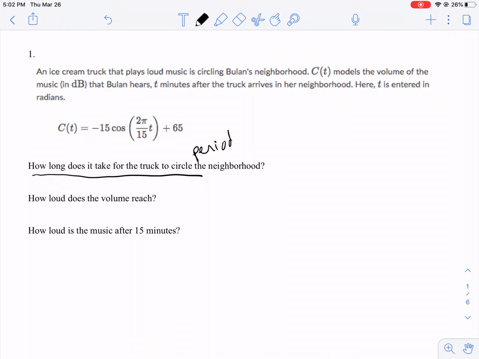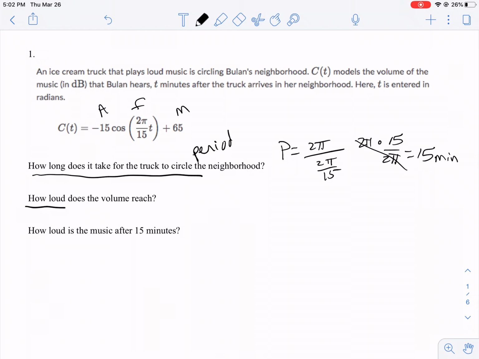How long does it take to make one cycle? So from the equation, remember this is your amplitude, this is your frequency, and this is your midline. So period is equal to 2 pi divided by the frequency, which is 2 pi 15ths. Keep it, change it, flip it. The 2 pi's cancel out. You end up with 15, and T is measured in minutes. Make sure you put the label on there. So it takes 15 minutes for the truck to circle the neighborhood. That's the period.